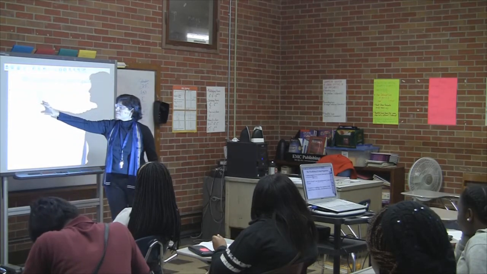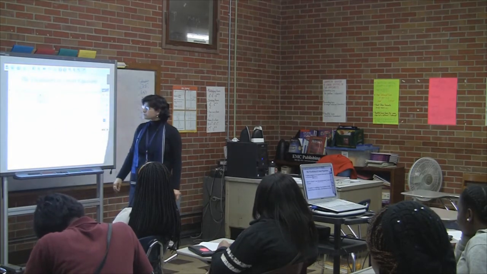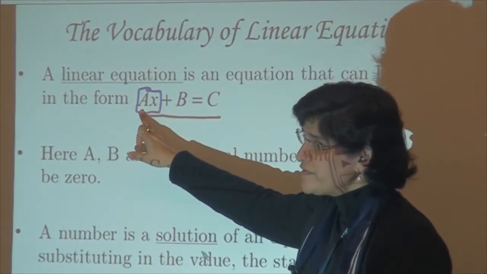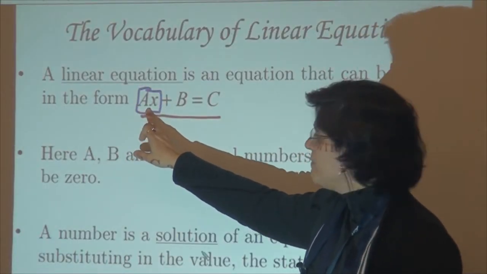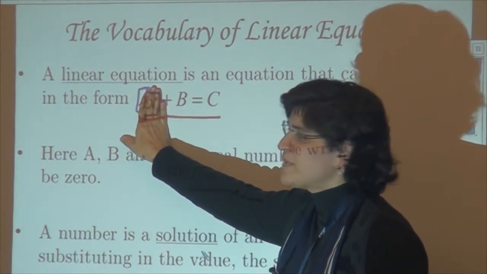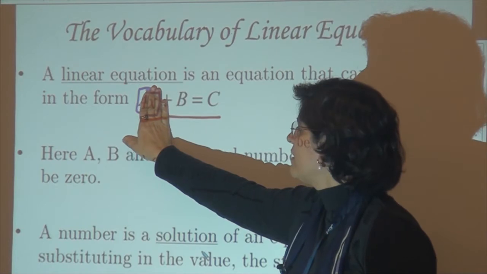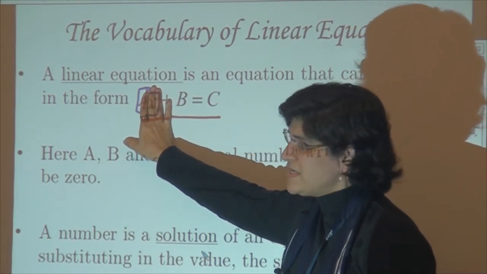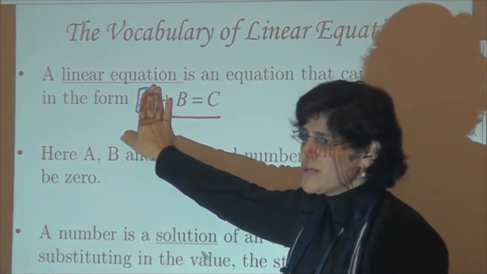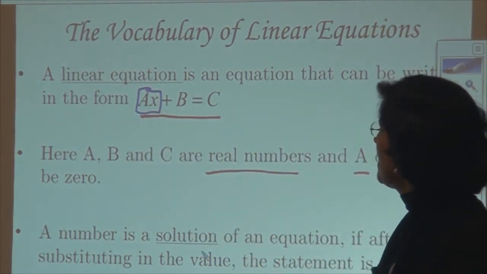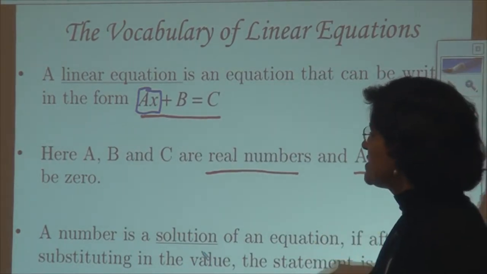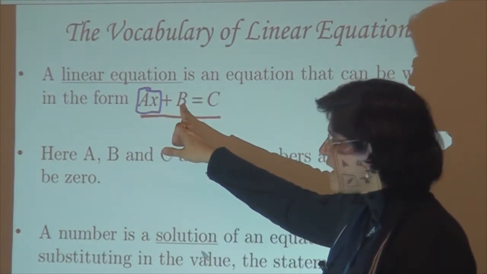And this forms a linear equation. But there is one condition: a cannot be 0. The coefficient of x cannot be 0, because if the coefficient of x becomes 0, this term becomes 0 and we get something like b equals c. We no longer have an x term. So with the condition that a cannot be 0, our linear equation is given by ax plus b equals c.